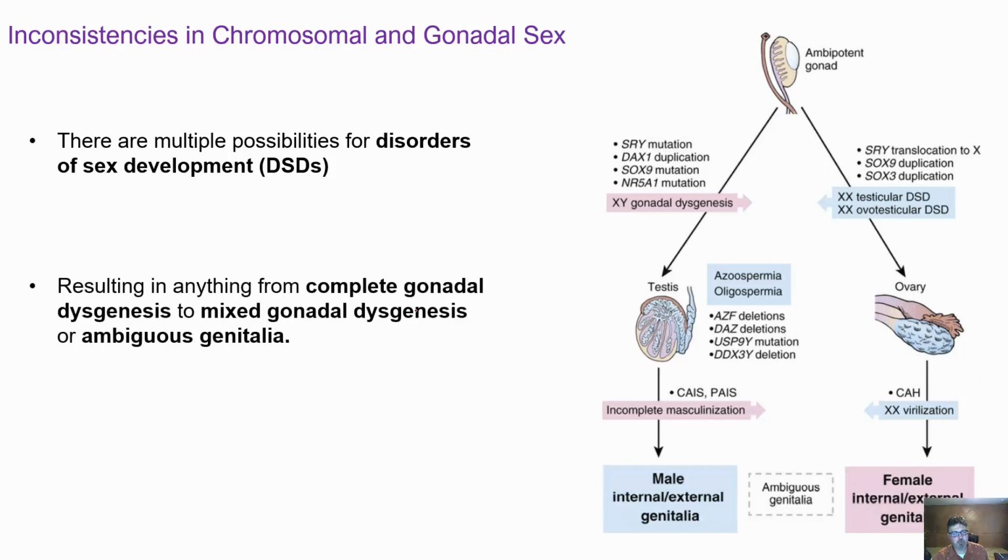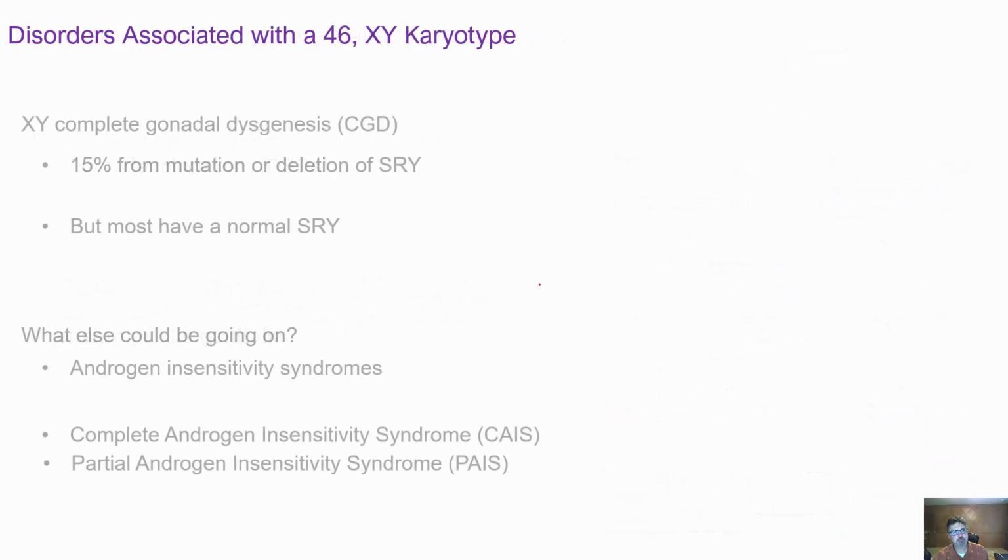So you can have anything from complete gonadal dysgenesis to mixed gonadal dysgenesis or ambiguous genitalia. You can either have males that have one testis, one ovary. You can have a gonad that's half testis, half ovary. All sorts of things along this. So you can have external genitalia that are female, internal genitalia that are male. It goes the whole spectrum pretty much.